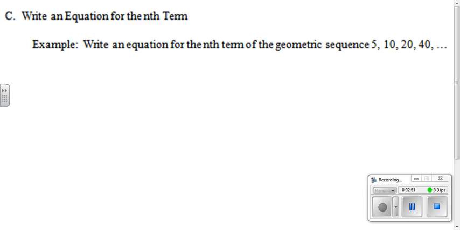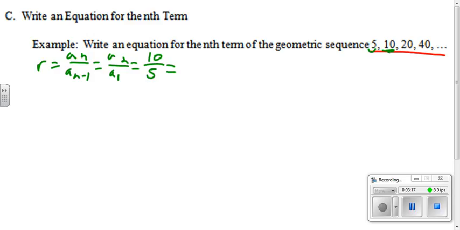So notice in this particular sequence we have 5, 10, 20, 40. If we want to find our r, remember it's a sub n over a sub n minus 1. So let's just use 10 and 5. That would be our a sub 2, and 2 minus 1 is 1. So a sub 2 over a sub 1, 10 over 5, is 2. 2 is our common ratio.